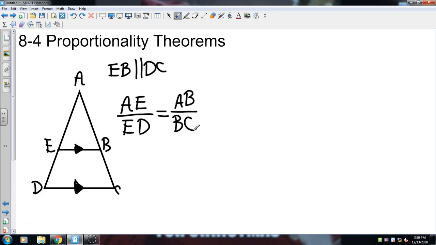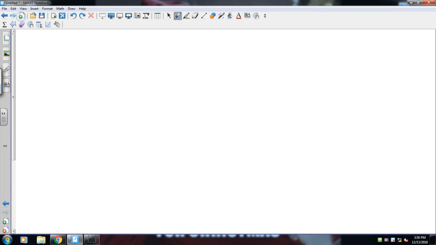Now, the converse of that one, I'm not going to worry about putting the converse up here, is if they give you the proportion AE over ED equals AB over BC, then that means that EB is parallel to DC. So it's kind of just working a little bit backwards with it. And so let's look at an example where we can get something here.